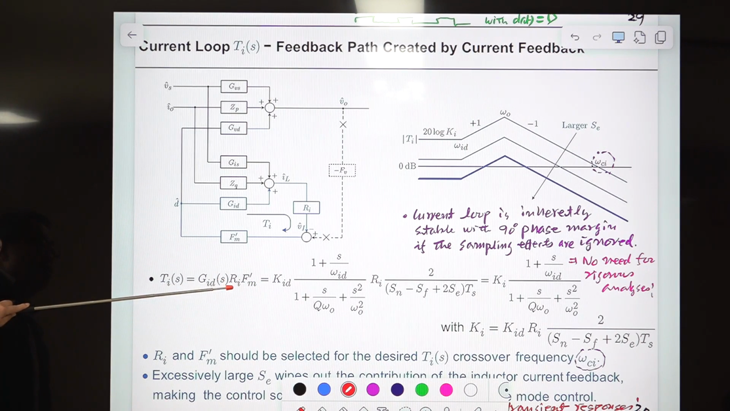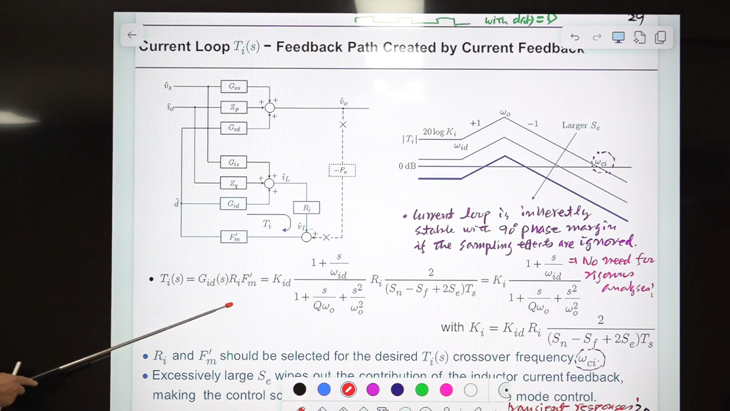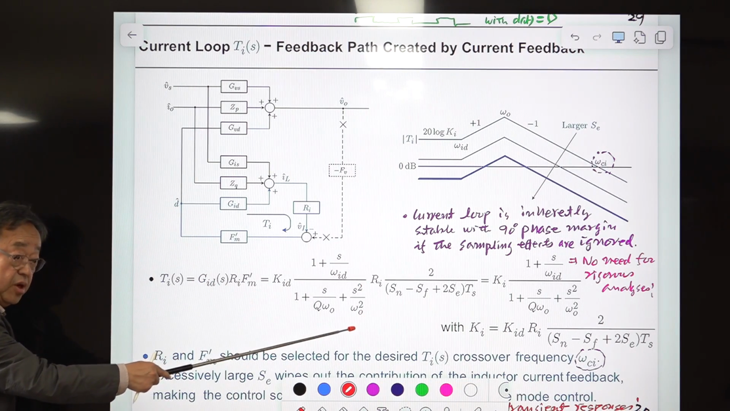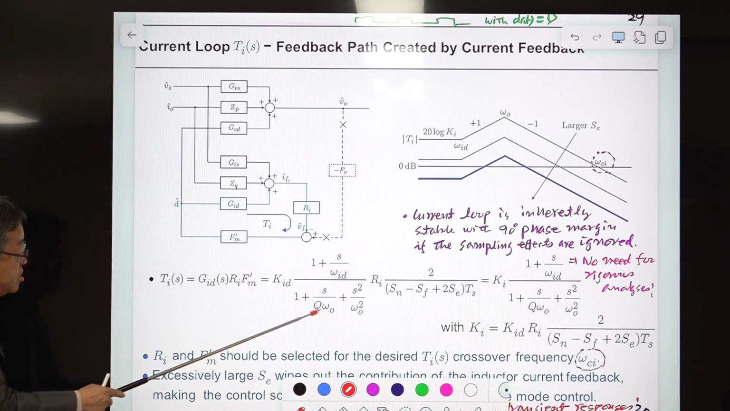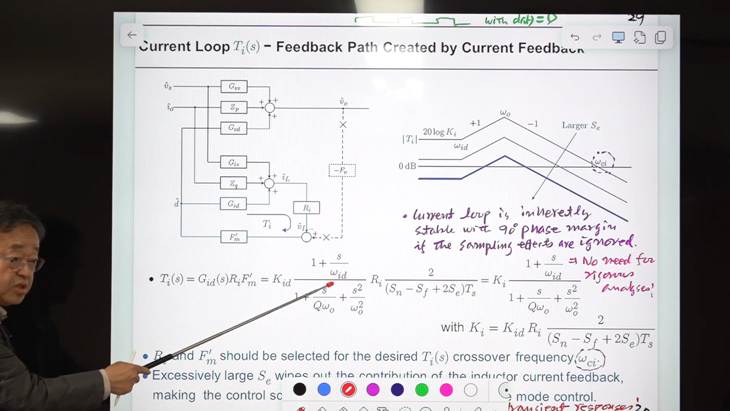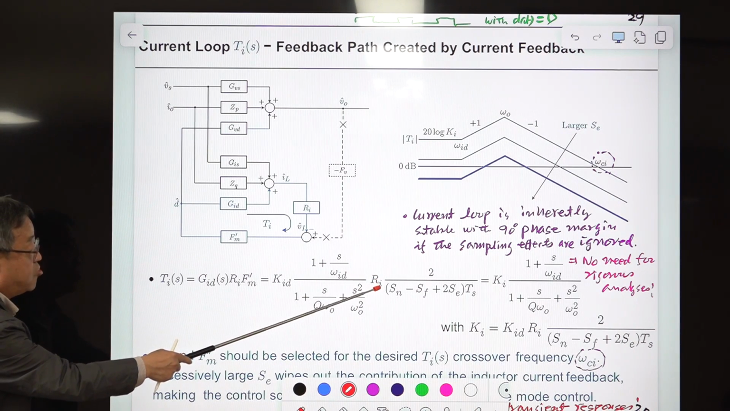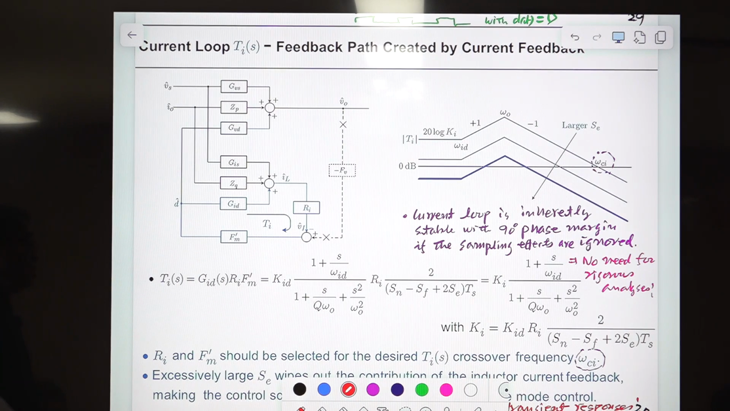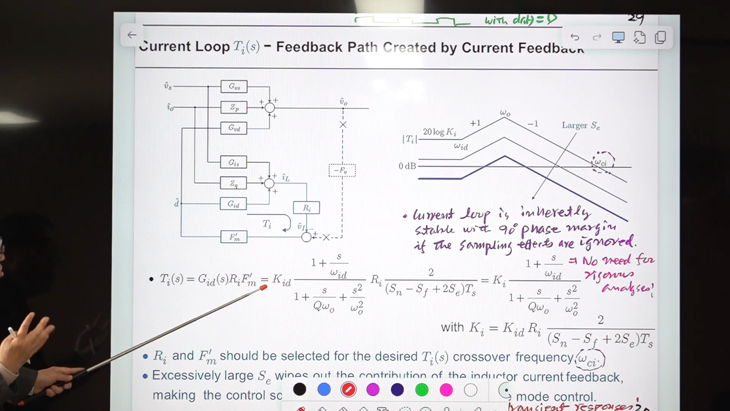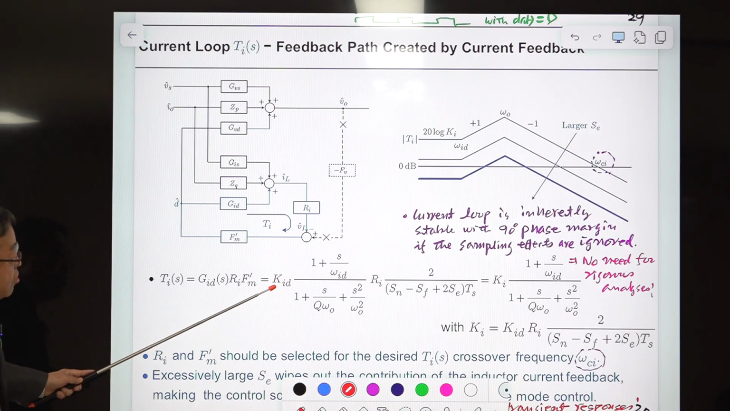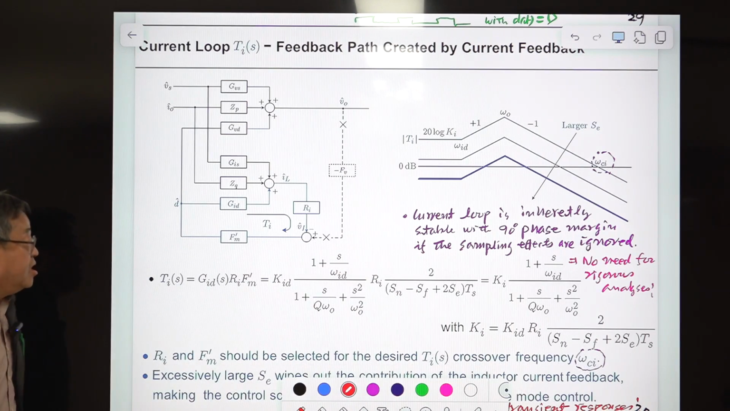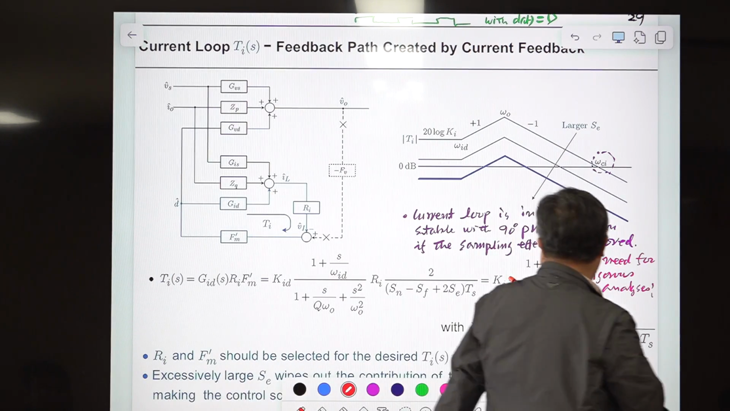G_id(s) R_i times F_M prime. G_id(s) is the duty ratio to inductor current transfer function. This is a general expression, and for different converter topologies you should have different values of this. This is the current sensing network gain, and this is the modulator gain for the current mode control. Then there are three constants. This is a constant, this is a constant, this is a constant. Everything is fixed.